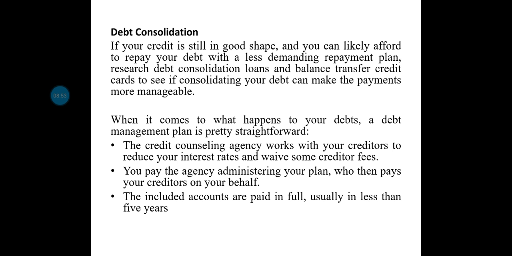When it comes to debt management plans, how they work is pretty straightforward. The credit counseling agency works with your creditors to reduce your interest rate and waive some creditors' fees. You pay the agency administering your plan, who then pays your creditors on your behalf. The included accounts are paid in full, usually in less than 5 years.